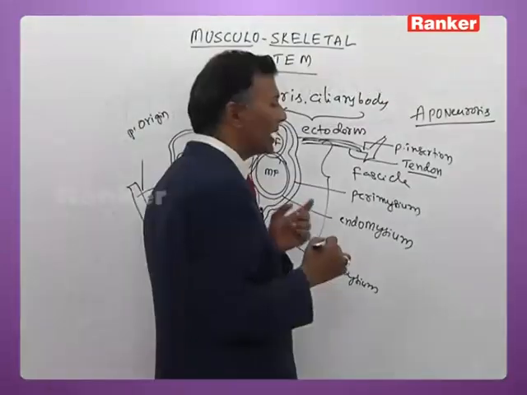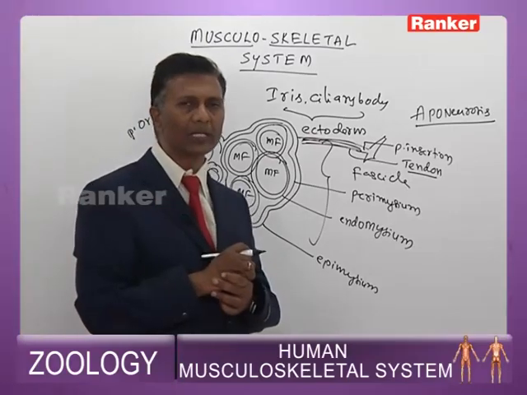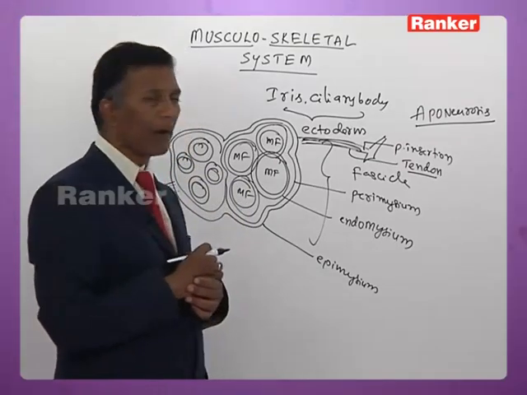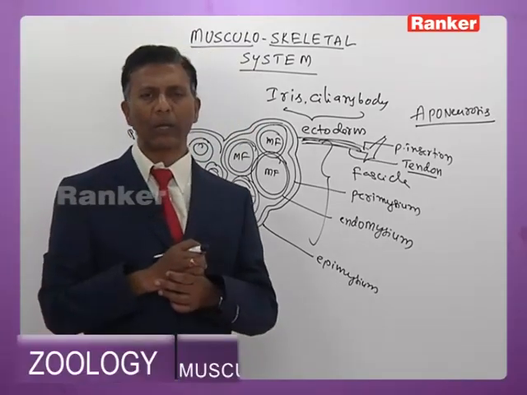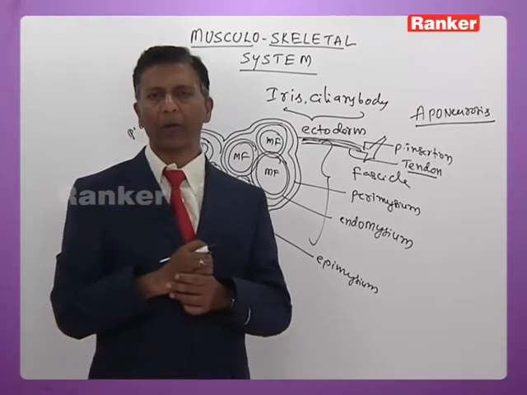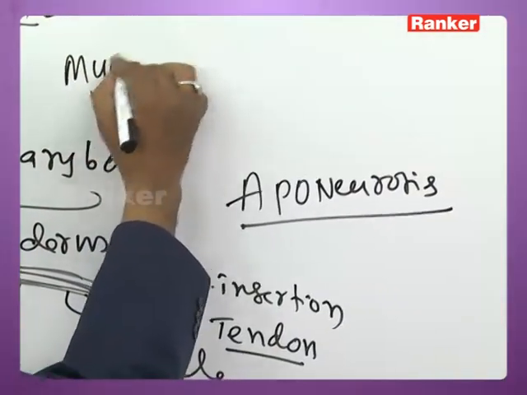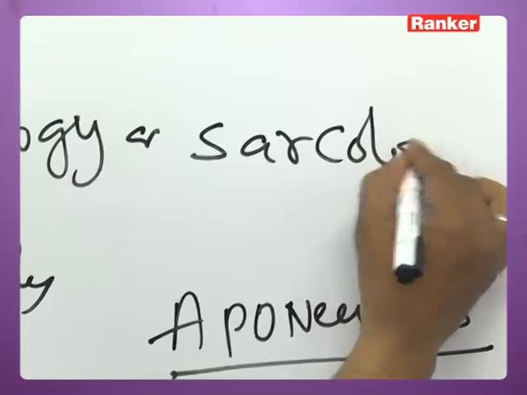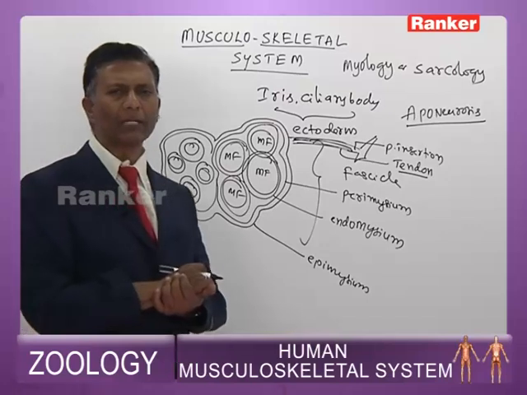So remember students, in case you get a question in the EAMCET or other exams, aponeurosis is a sheet of connective tissue fibers by means of which a muscle is attached to a bone. So if it is in the form of a sheet, you call it aponeurosis. If it is in the form of a cord of connective tissue fibers, it is called tendon. And remember, from the EAMCET, AFMC, JIPMER and other exams' point of view, the study of muscle fibers is called myology or sarcology. Sarcology or myology deals with the study of muscle fibers.